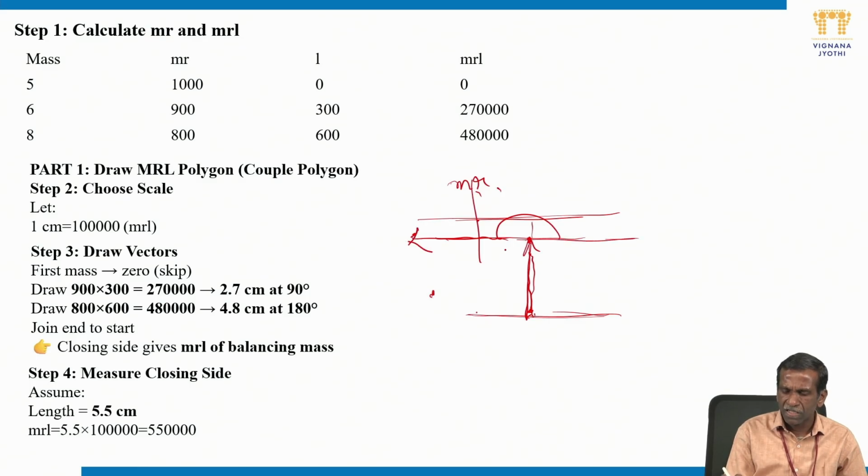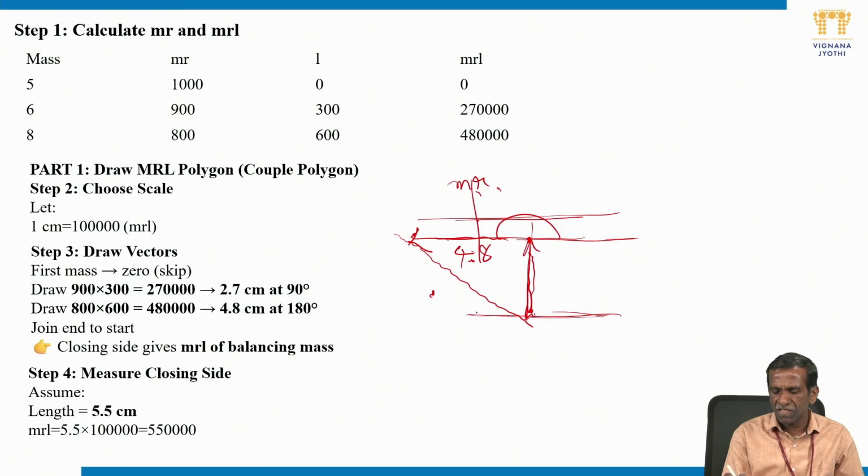Okay, you can understand from the reference, anti-clockwise direction is our angle. So 4.8 from here, 4.8 centimeters. Then how do you get the fourth one? That is the unknown mass MRL. As usual, you need to join the closing side of the polygon. This is the closing side of the polygon. So this is the fourth one required to maintain the balance of all the couples.